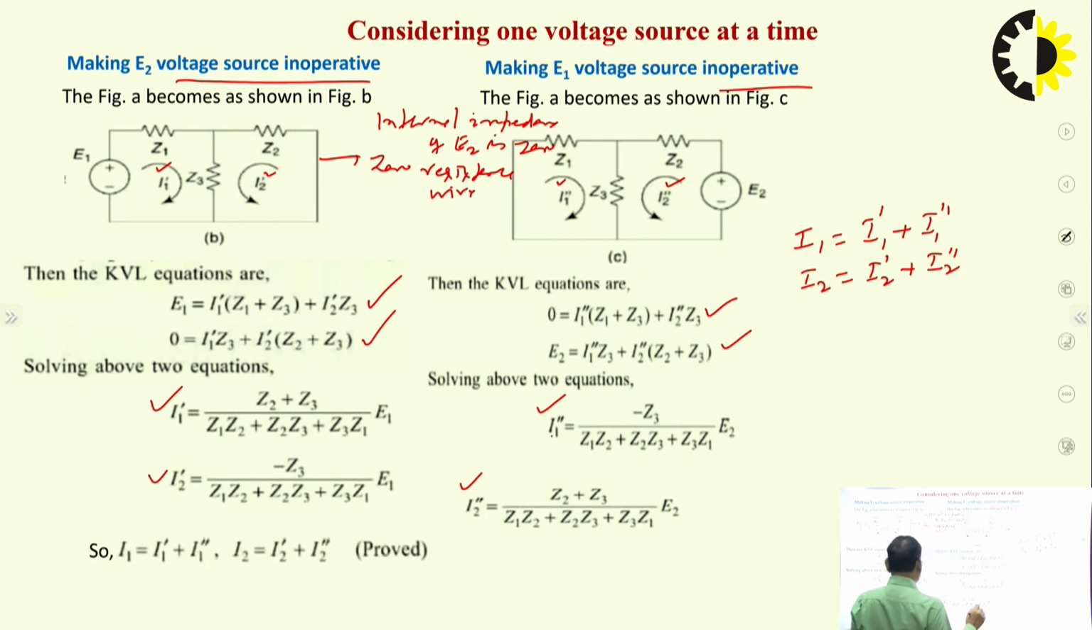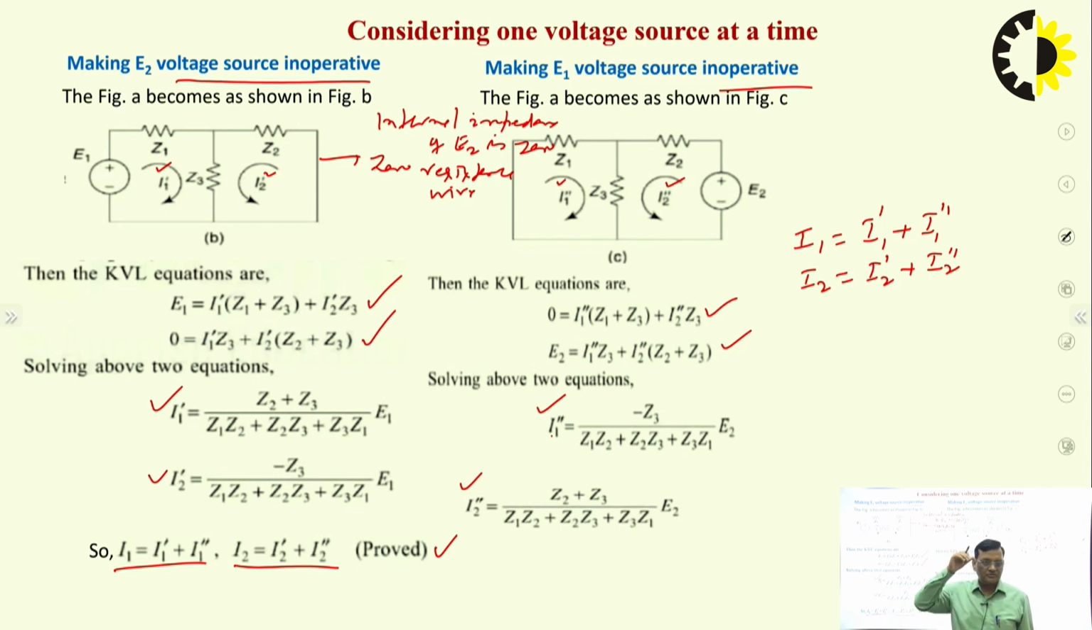So, if we do this, I1 is equal to I1 double dash plus I1 dash, and I2 is I2 dash plus I2 double dash. So, hence the theorem is proved. This proof is very simple.